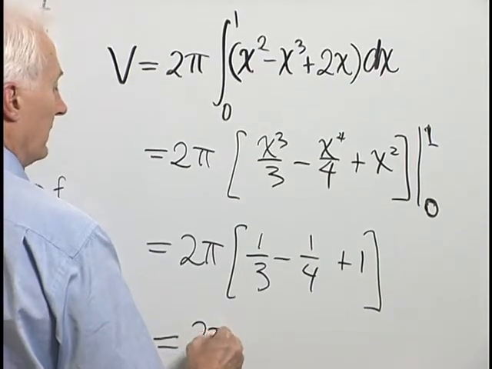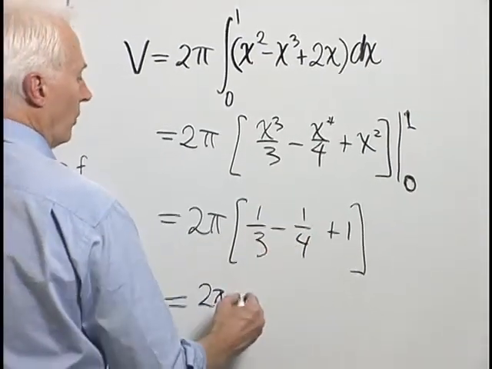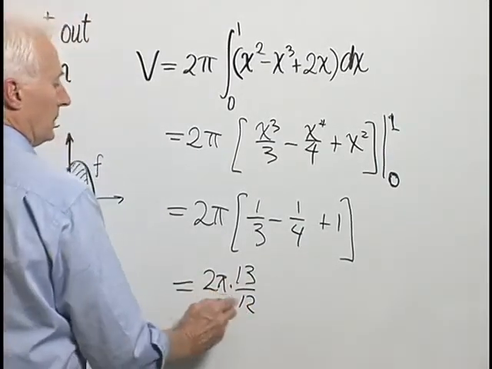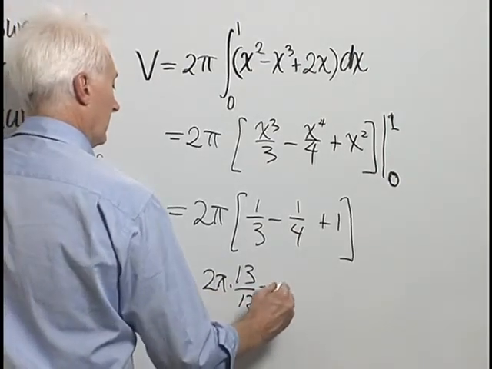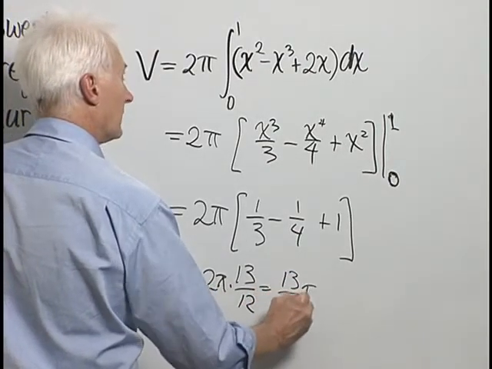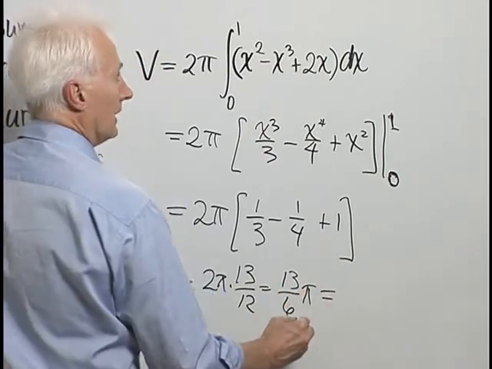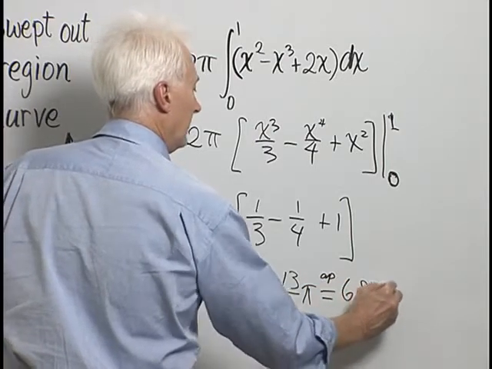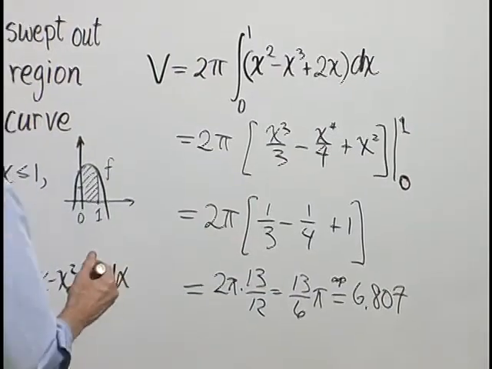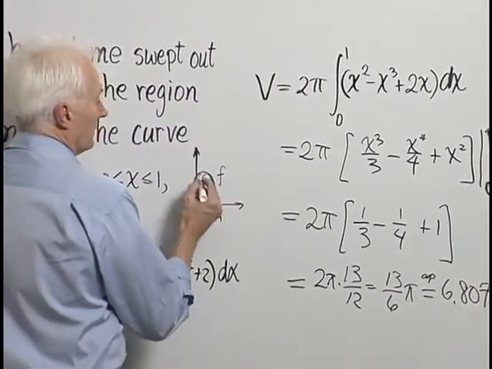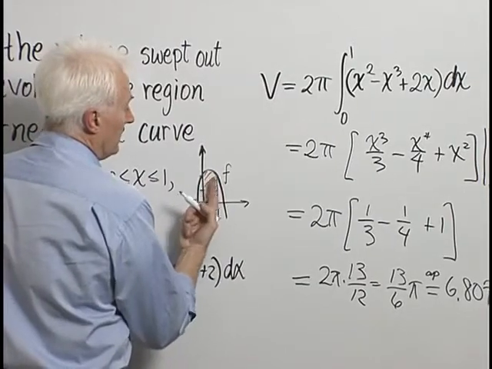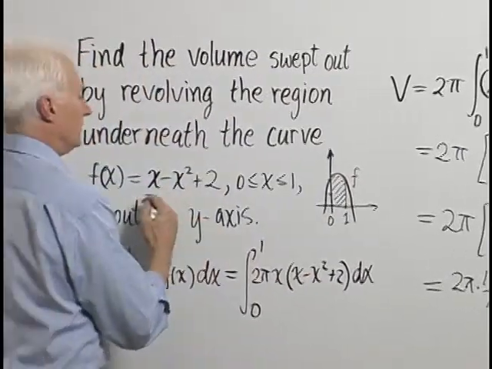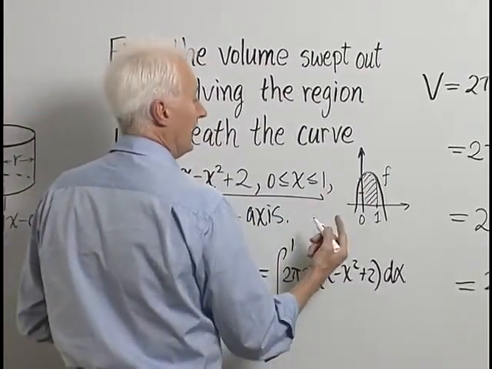And so that's our answer, 2 pi times the quantity a third minus a fourth plus 1. Now we can simplify this easily. A third minus a fourth is a 12th. A 12th plus 1 is 13 twelfths. 2 cancels with 12, and we get simply 13 over 6 pi. If we calculate that, what we'll find is it's approximately 6.807, and that's giving us the volume of revolution obtained by revolving this little region here under the curve x minus x squared plus 2 between 0 and 1 about the y-axis.